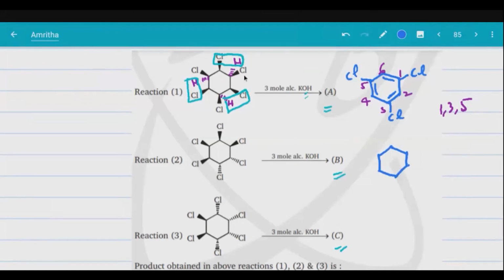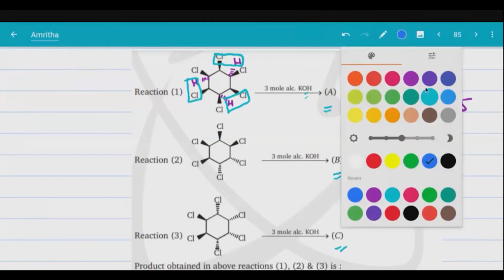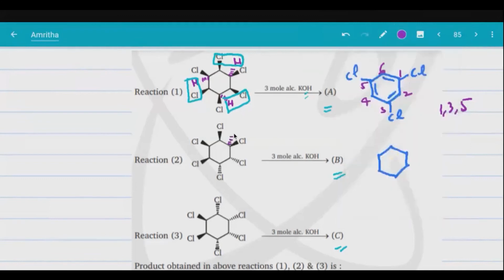Okay, and see the same trick, no? So look at the same trick. Here there is H, and there is Cl. And this Cl, there is H. And see, you are getting the same molecule. H and Cl, yes, I removed H and Cl. This also I removed H and Cl.